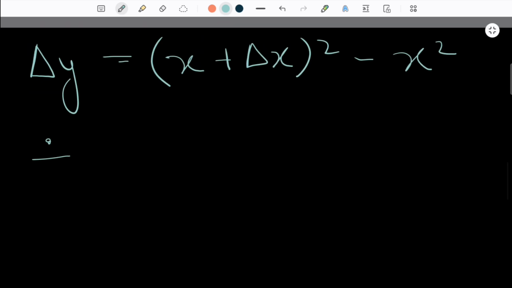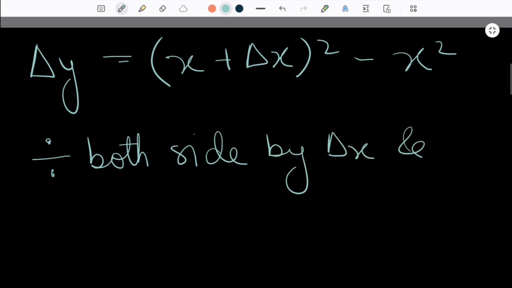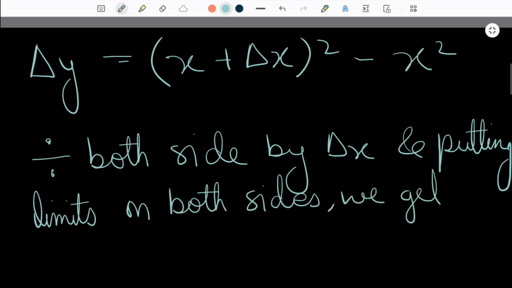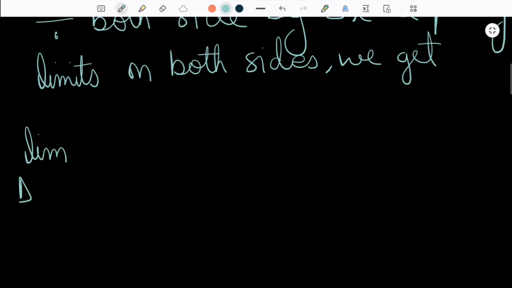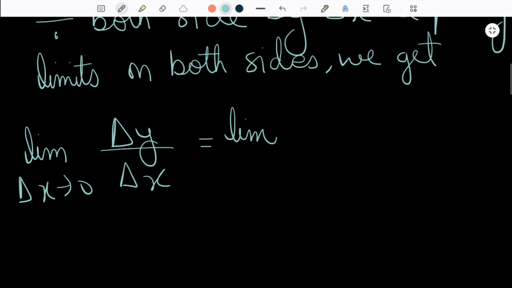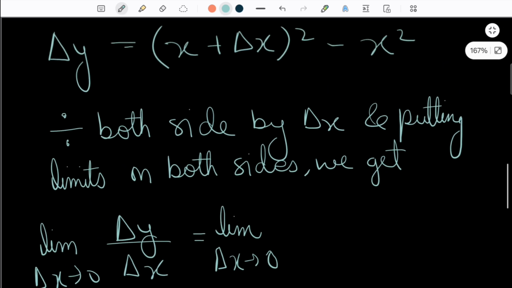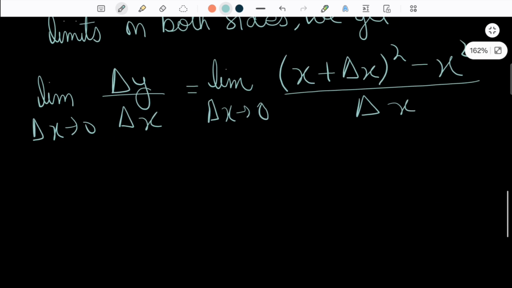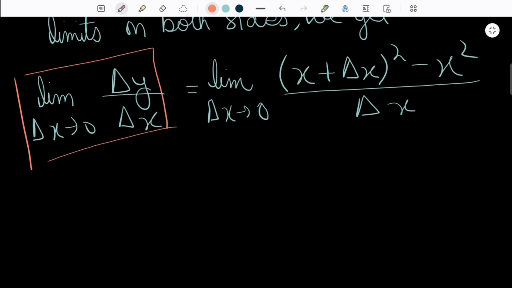Now we will divide both sides by delta x and we'll put limits on both sides. Why are we dividing? Because we are trying to find out the rate of change. That's why we need to divide by delta x, and since delta x is a very small value, we are stating that limit delta x tends to 0. So we'll write it: limit delta x tends to 0, delta y by delta x is equal to limit delta x tends to 0, x plus delta x whole square minus x square divided by delta x. Unfortunately, we need to write the same thing again and again.